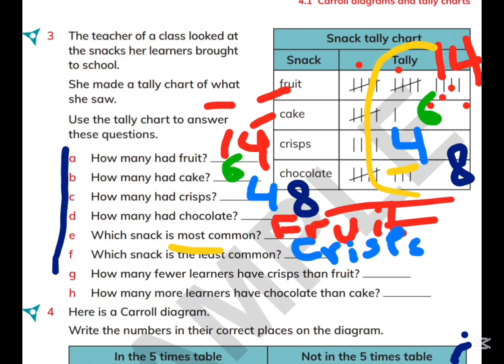How many? Because this was 4 and this was 14. So watch. Okay, now I'm coming back to you. How many fewer learners from the chips? What is the difference between 4 and 15?